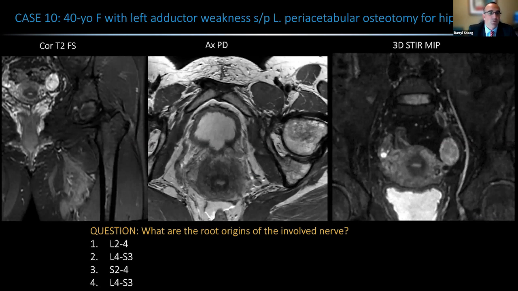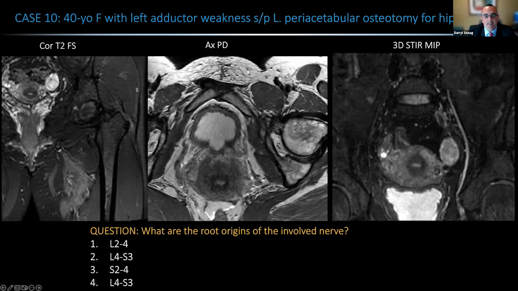This is a 40-year-old woman with left adductor weakness following left periacetabular osteotomy. So typically for DDH, for hip dysplasia. Okay. The question is, what are the root origins of the involved nerve? So on the left, I'm showing you a fluid-sensitive fat suppressed sequence. Give you a clue, which is my arrow right here, showing denervation edema pattern of a muscle group.